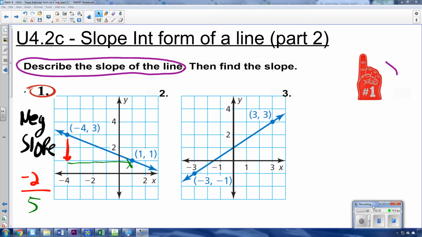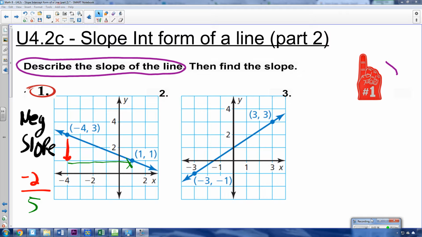All right, so it looks like we're okay here. Just make sure you reduce your slope. If you have a fraction for your slope, make sure you reduce it. And I believe this slope is 2/3. Positive, right? It's a positive slope.